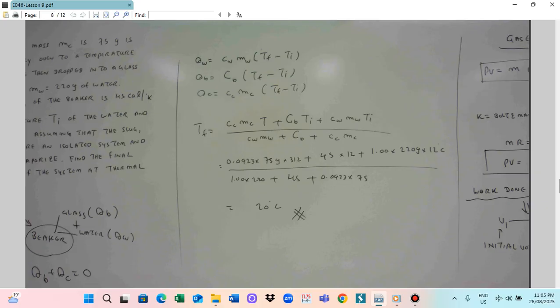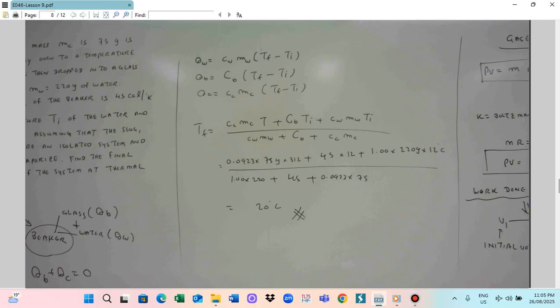Final temperature equation: equal to Cc into Mc into T plus Cv into Ti, so this is a capital Cv into Ti plus Cw Mw into Ti, divided by Cw Mw plus a capital Cv plus a Cc into Mc. So we substitute here. By solving this one, our Cc is 0.0923, and it's 75 grams.